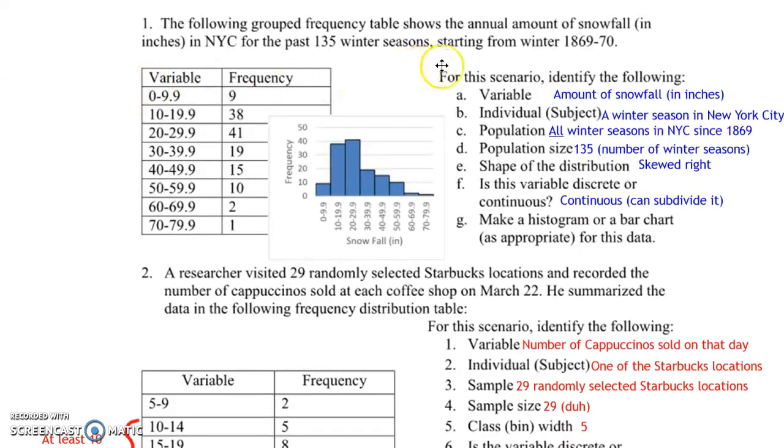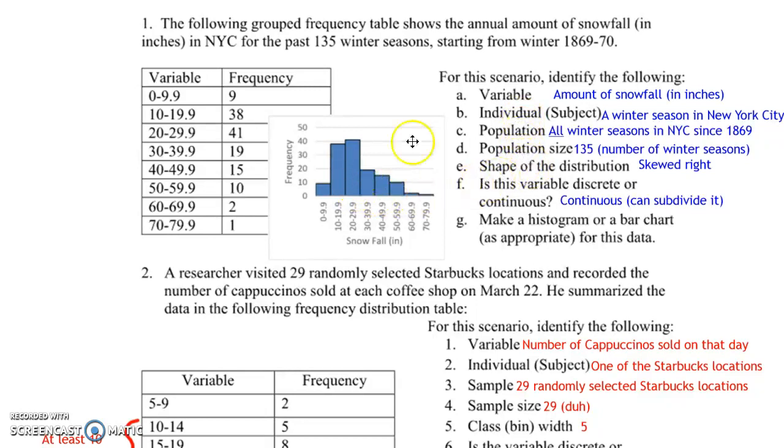For the first question, it asks us to identify variables, individuals, populations. These are all vocabulary terms that you need to know. Remember, the variable is the actual thing that's being measured. The individual or subject is either the object or the person or whatever it is that the variable is describing. The population is all such individuals in the world. And remember, the sample is all such individuals that we are looking at.